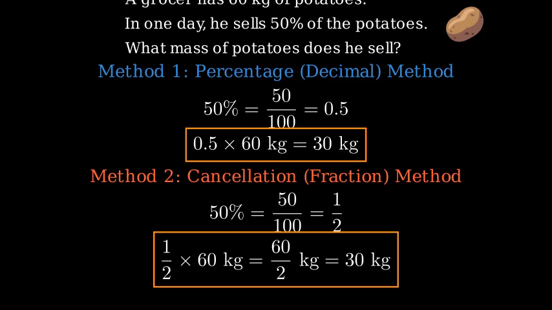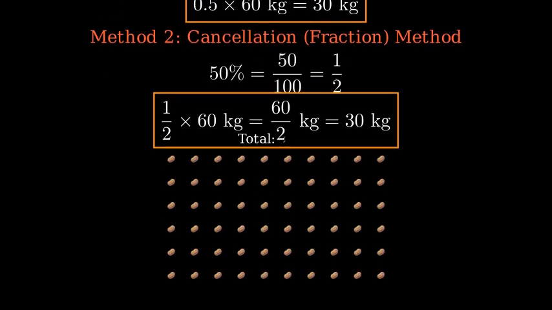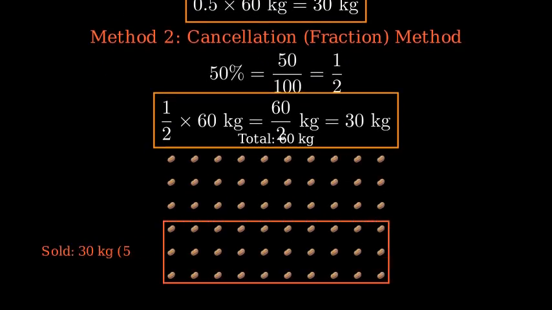Let's see a visual representation of this problem. Here's our 60 kilograms of potatoes. When we take 50%, we're taking exactly half of them, which is 30 kilograms.